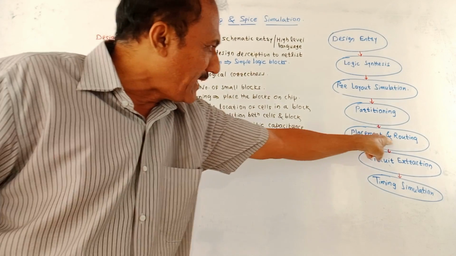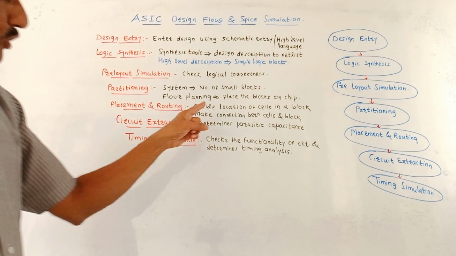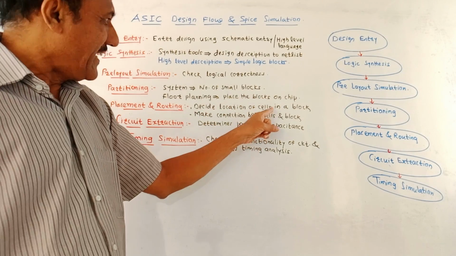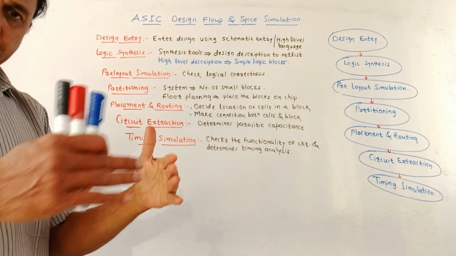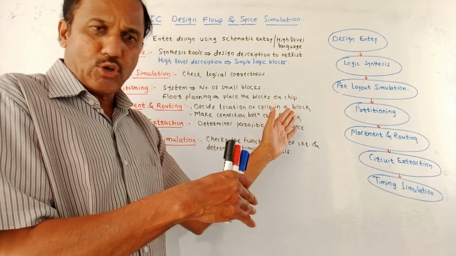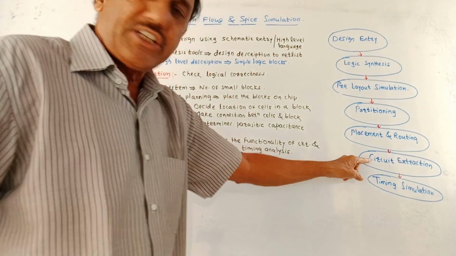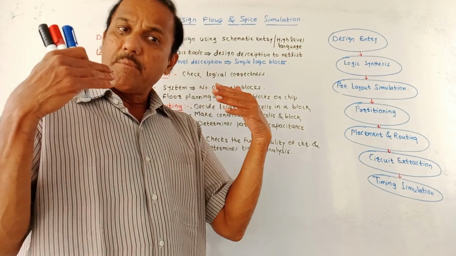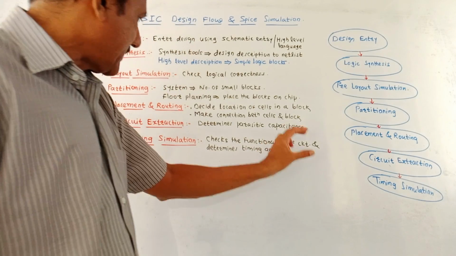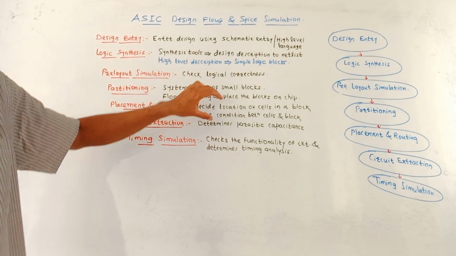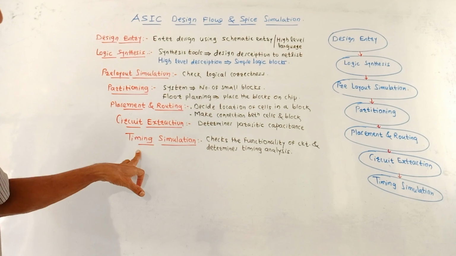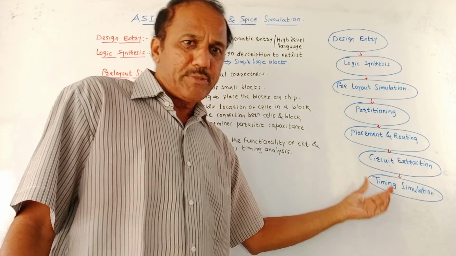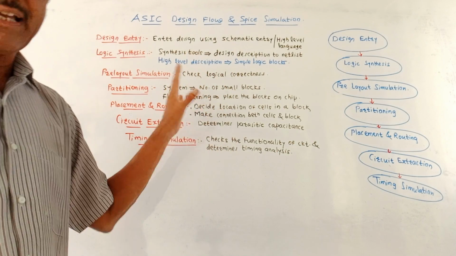Next block is placement and routing. So in this stage, the location of the cell in a block is decided, and certain connections between the cells and blocks are made. Next is the circuit extraction. We already discussed there is an effect of parasitic capacitance as well as parasitic resistance. So this circuit extraction determines such parasitic effects. And last block is timing simulation. Actually, this block checks the functionality of the system as well as it gives the timing analysis.